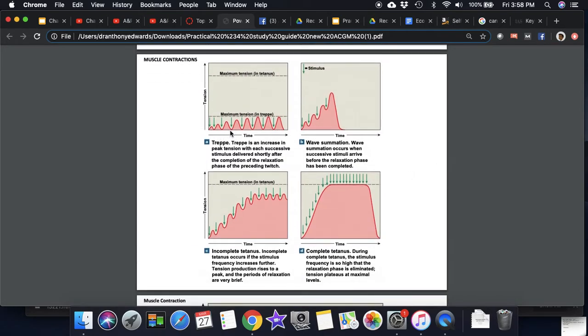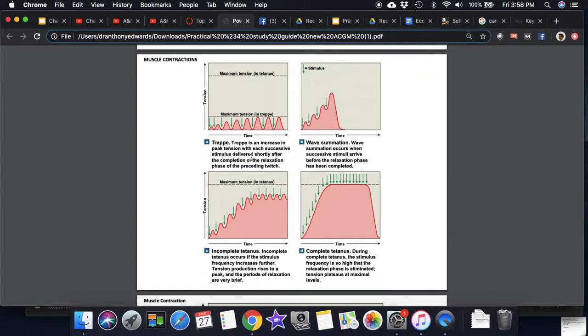So here you can see multiple contractions. This first type of contraction is Treppe. And in Treppe, you'll have an increase in peak tension. You can see the tension keeps increasing. And it happens with each successive stimulus that's delivered. Each of these arrows is a stimulus being delivered.